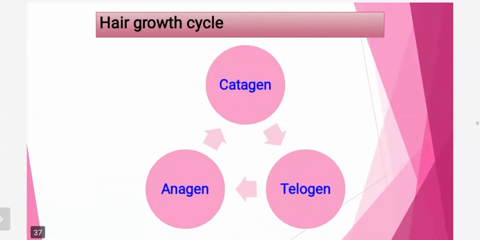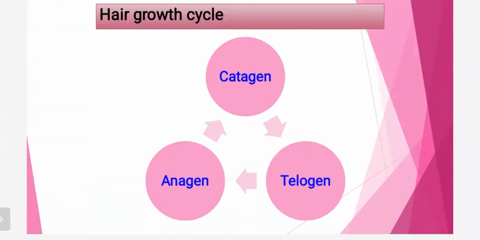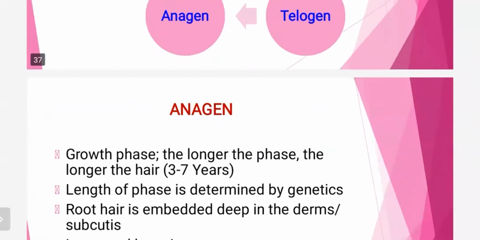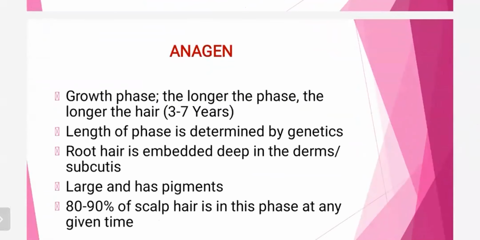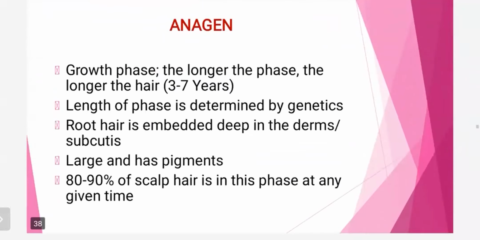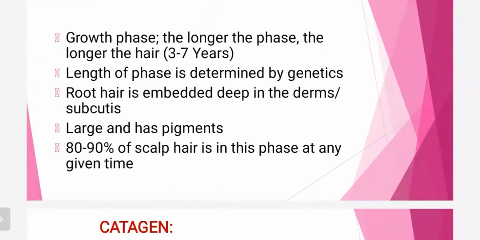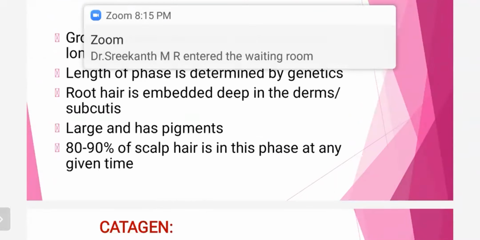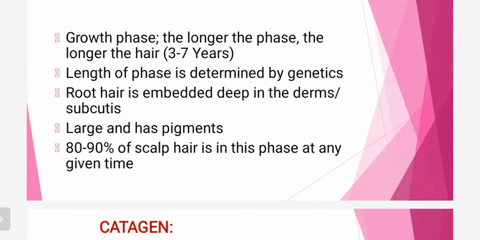So these are the three phases of the hair growth cycle. It is essential to know the anagen, catagen, and telogen phase. So the anagen phase, again I will repeat, is the growing phase and the longest phase, having 3 to 7 years. The length of this phase is determined by genetics. So the genetic factor plays a major role in the length of the anagen phase. The root hair is embedded deep in the dermis and subcutis. So in the anagen phase, the hair is very strong. It is deeply embedded in the scalp, and it is large and has pigments. And it is very essential to know that 80 to 90% of the scalp hair is in this phase at any given time.